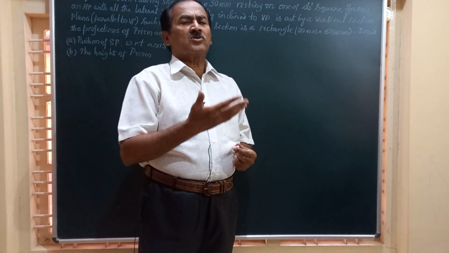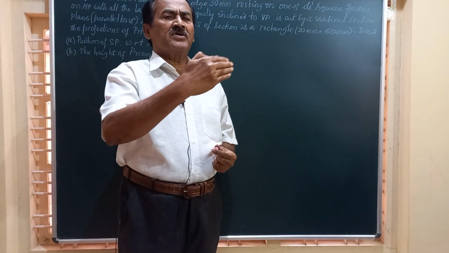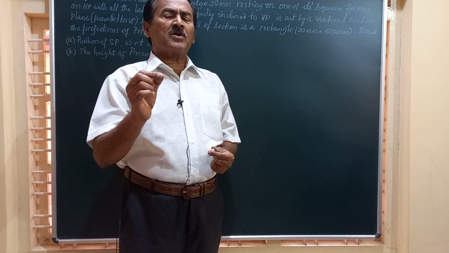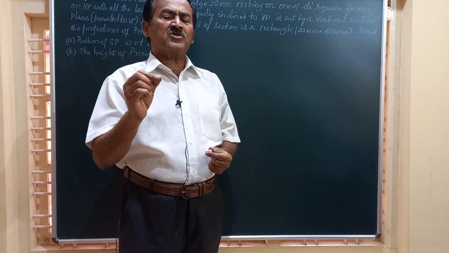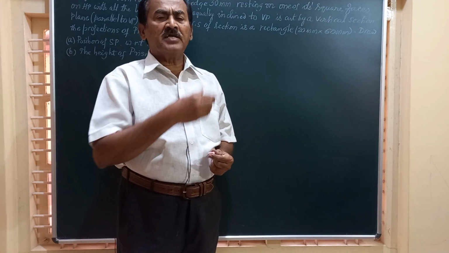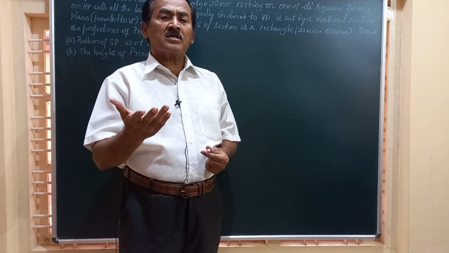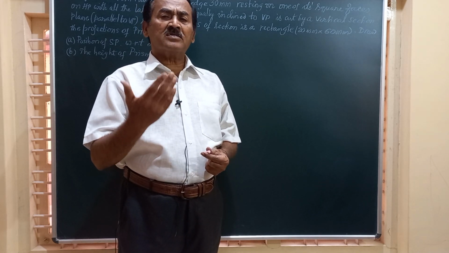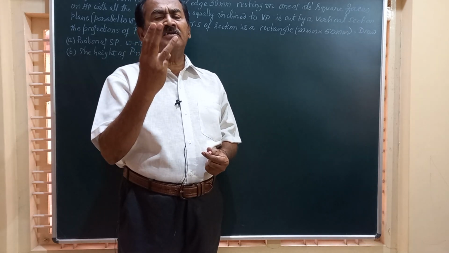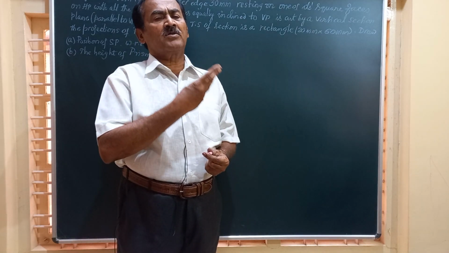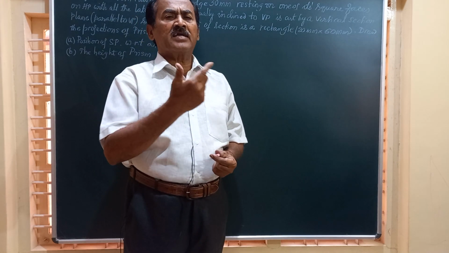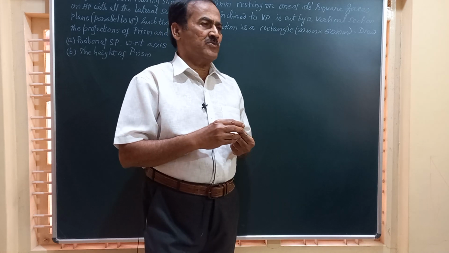Friends, here all the four rectangular surfaces are equally inclined to VP. Or the same problem can be stated as all the four shorter edges are equally inclined to VP, or two of the adjacent shorter edges equally inclined to VP. So these are the three different ways this problem can be stated. So it's resting on HP with all the lateral surfaces equally inclined to VP.